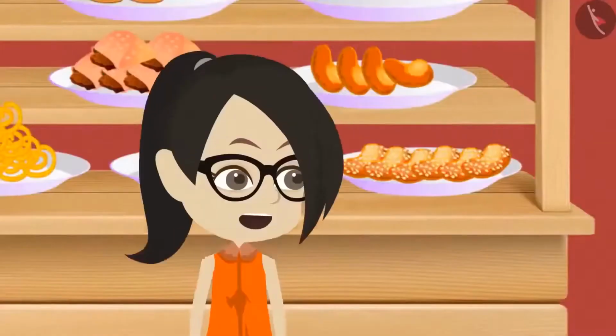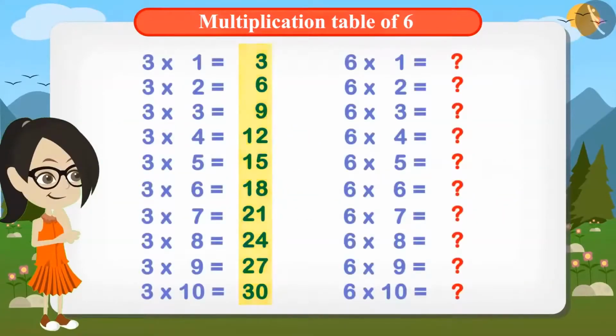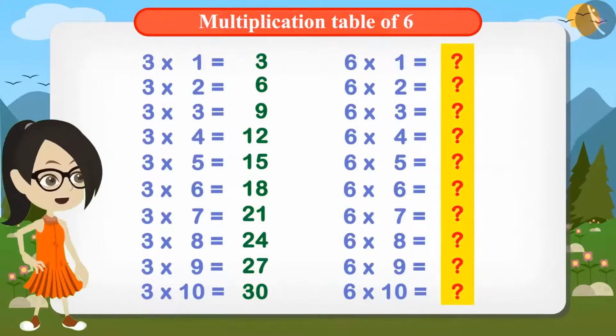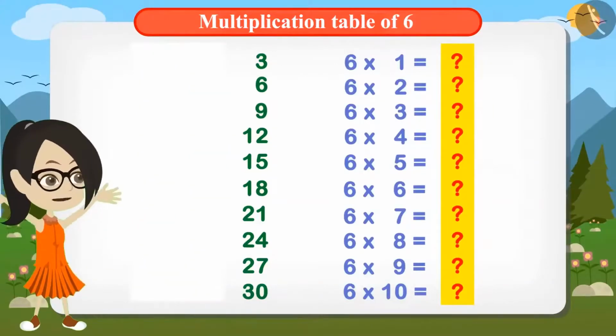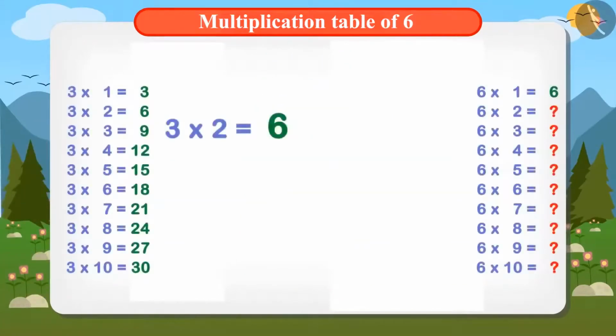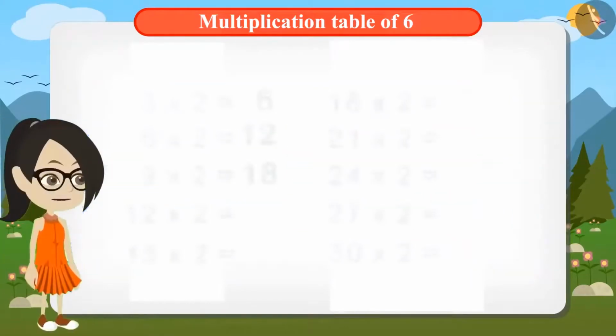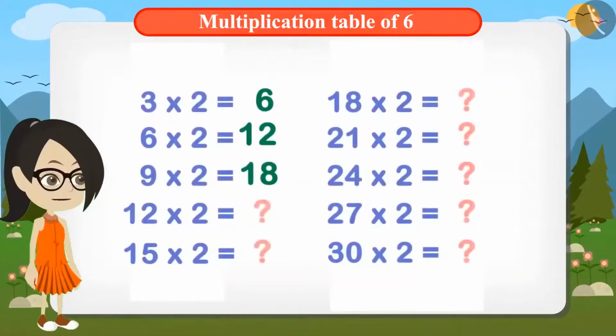Wow, Chaggu uncle, this method is very good. Now I will find out the cost of 8 samosas. You can also help Vandana find the table of 6 from the table of 3. To find the multiplication table of 6, multiply 2 with the answer of the multiplication table of 3. 3 times 2 is 6, so 6 multiplied by 2, that is 6 times 2 will be 12. This is very easy. 3 times 3 is 9, so 6 multiplied by 3 will be 9 times 2, that is 18. Now, I can find out the table of 6 in this manner.